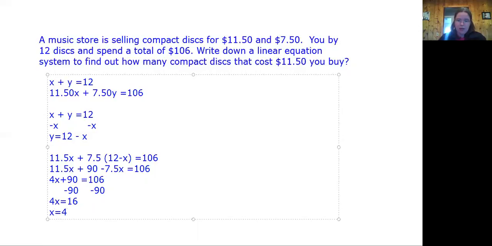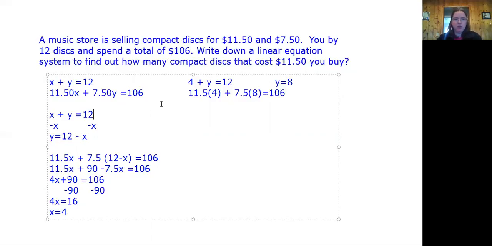So let's double check our answer, because we want to make sure that we have the right answer, right? And so if 4 is the value of x, then 4 plus y will give us our 12. That means that y is equal to 8, because 4 plus 8 is 12, which means that our equation here would be 11.5 times 4 plus 7.5 times 8 equals 106.